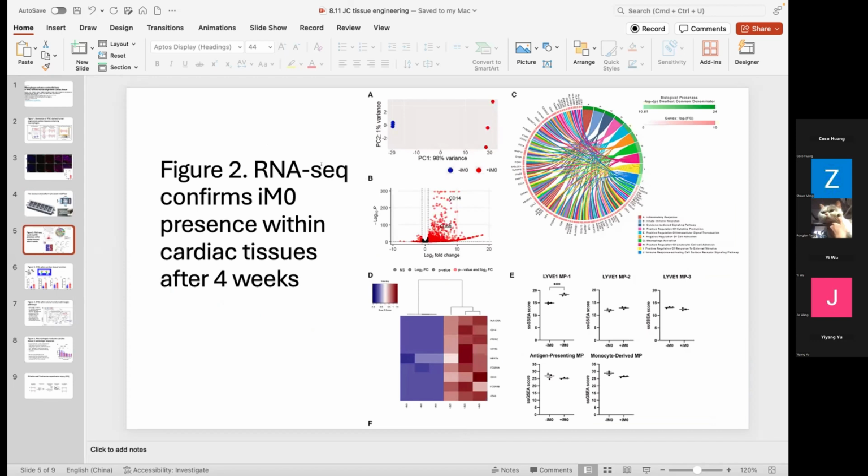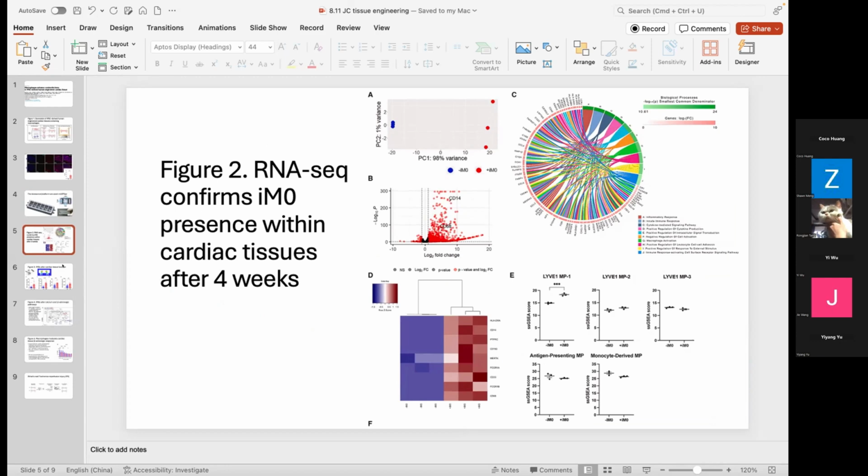Okay, so in this paper, to confirm that there's still macrophage presence within the cardiac tissue after 4 weeks, they did some RNA sequencing to make sure that the pathways or the genes that are specifically expressed by macrophages are still there. So yeah, people should be more familiar with this than me.